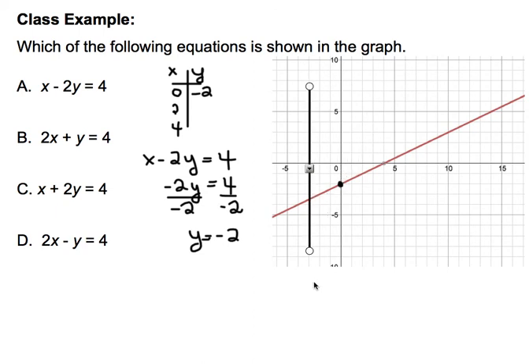So I have to make sure, see, this line goes through -2. So I can't just use one line or one point because a lot of lines would go through that one point. So I'm going to choose another one. I'm going to say that x minus 2y is equal to 4. And I say that x is equal to 2 now. So I'm going to take the x out. I'm going to put the 2 in.